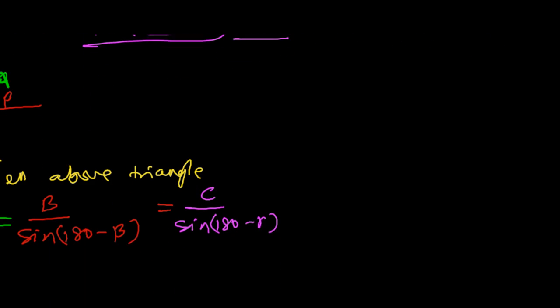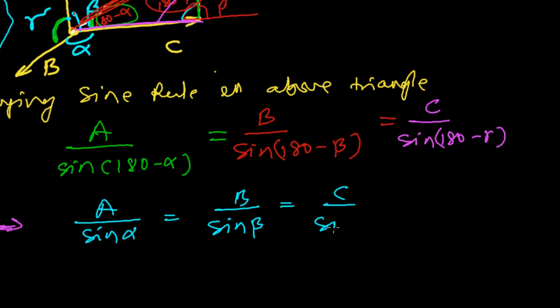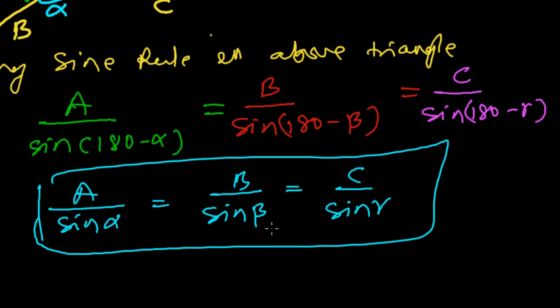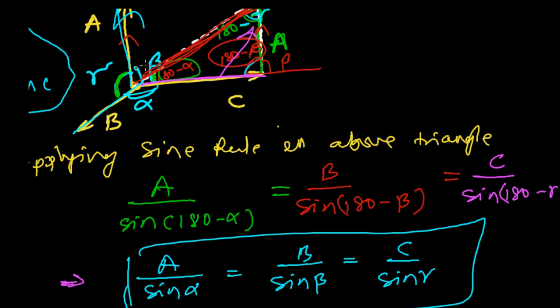If I use that concept here, what am I going to get? Can you guess? I'm going to get A over sine alpha equals B over sine beta equals C over sine gamma. And this is Lami's theorem. This is A and the opposite angle is alpha, this is B and the opposite angle is beta, and this is C and the opposite angle is gamma, where A, B, C are coplanar, non-collinear, and concurrent forces. So this is how we prove Lami's theorem.